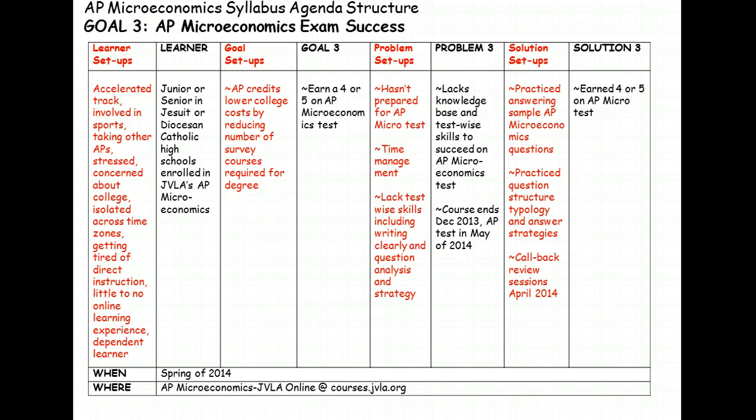That's why I require down there at the bottom, where you see the when and the where, a mandatory callback review session in April. That's to help students brush off the cobwebs and recall what they learned about microeconomics principles and graphics.